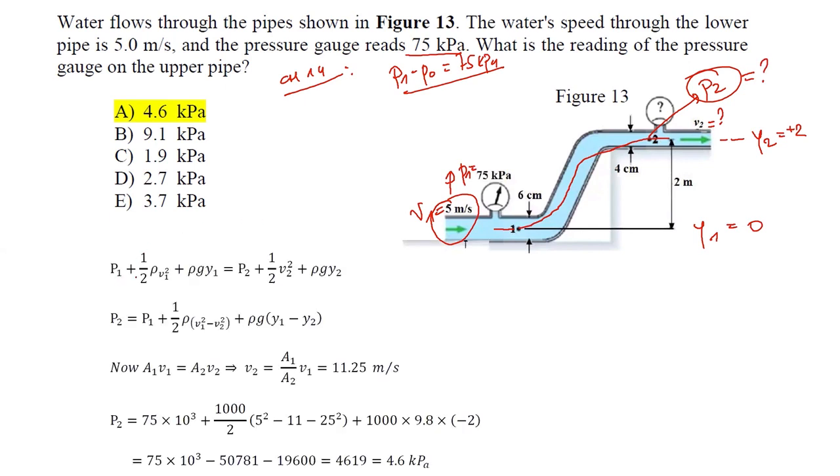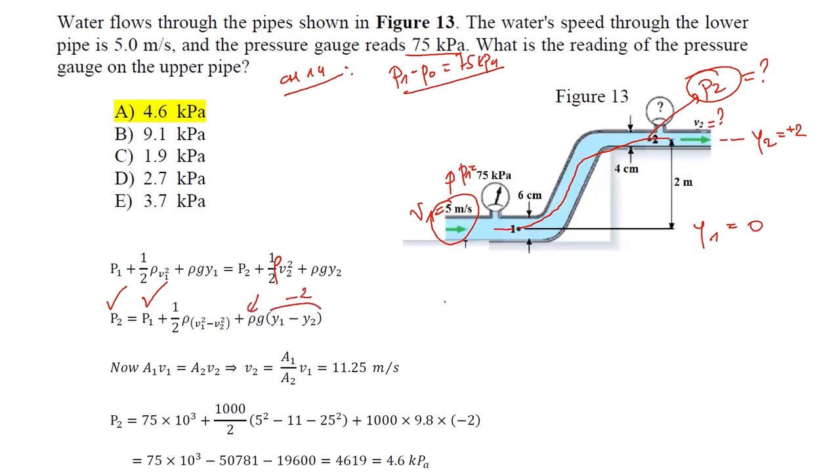It will give me P1 plus half rho V1 square plus rho g Y1 is equal to P2 plus half rho V2 square plus rho g Y2. That means P2, this is what I want, is equal to P1, I know what is P1, plus half rho (V1 square minus V2 square) plus rho g (Y1 minus Y2). Y1 minus Y2 is minus 2.